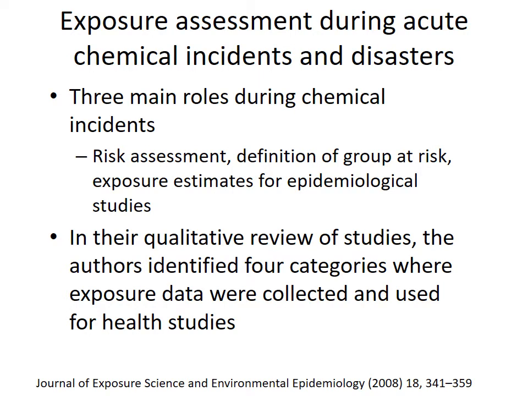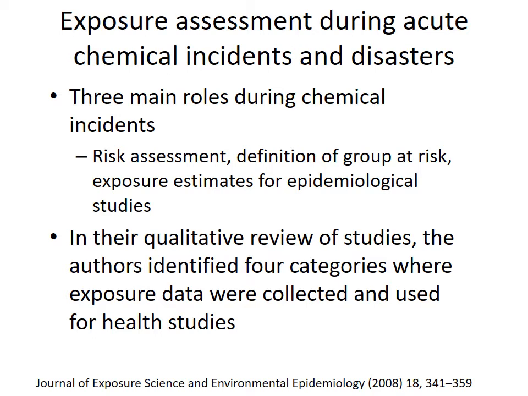During acute chemical incidents like the Fukushima disaster, we often think about 3 main activities for why we would collect data on environmental exposures. The first would be to inform a risk assessment. The second would be to help us define the group at risk. And then the third would be to generate exposure estimates for epidemiologic studies.